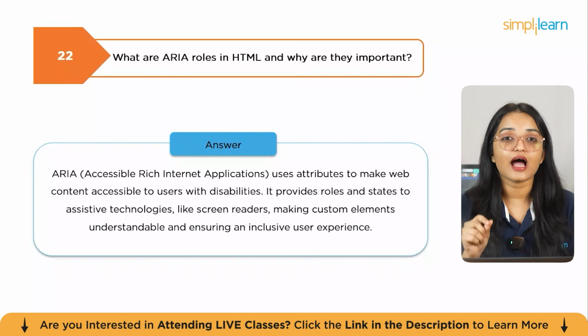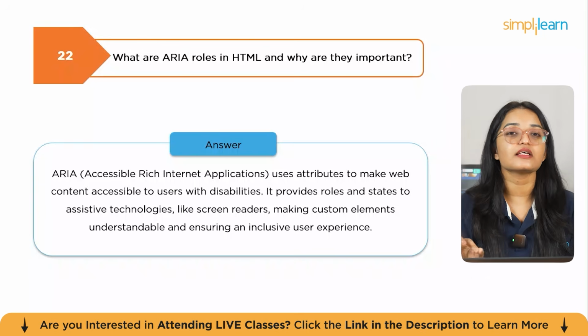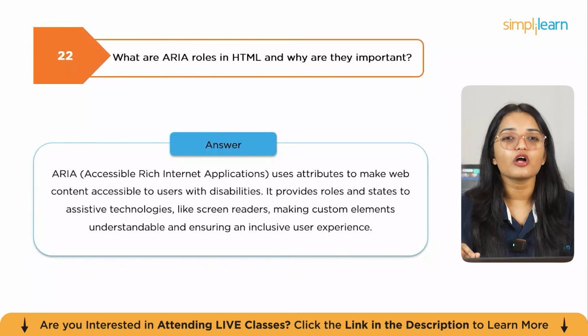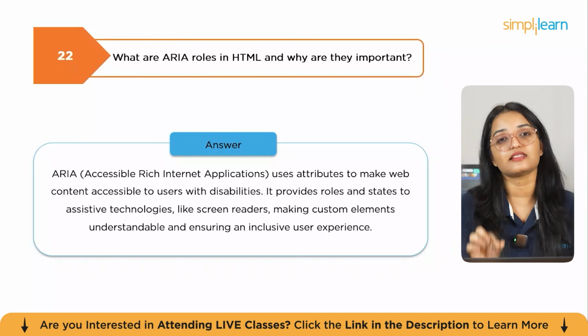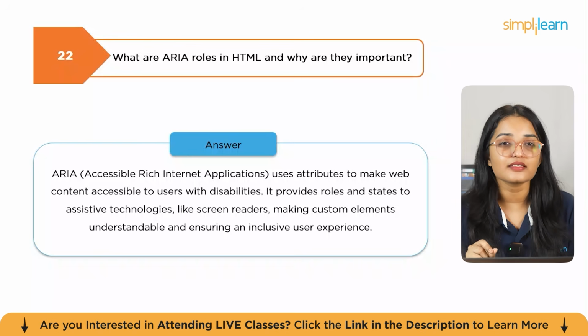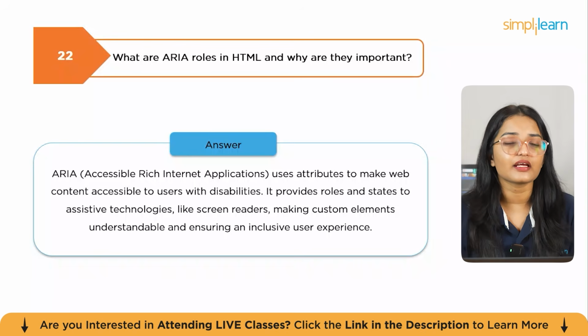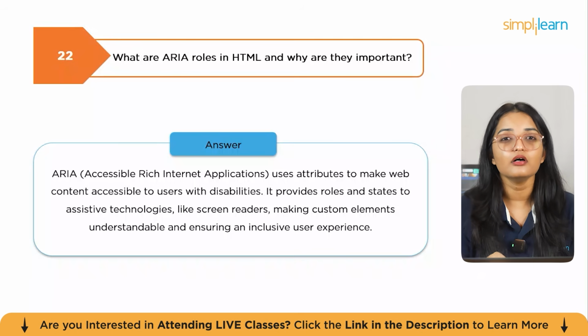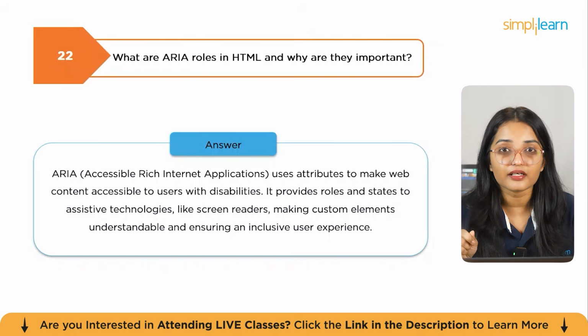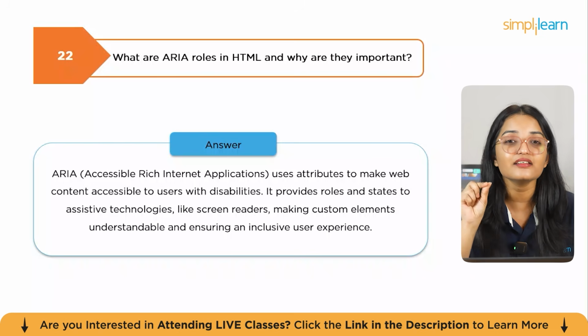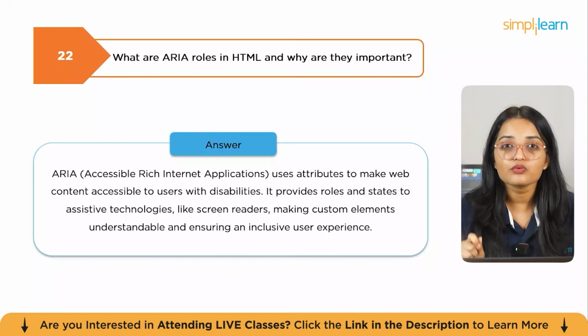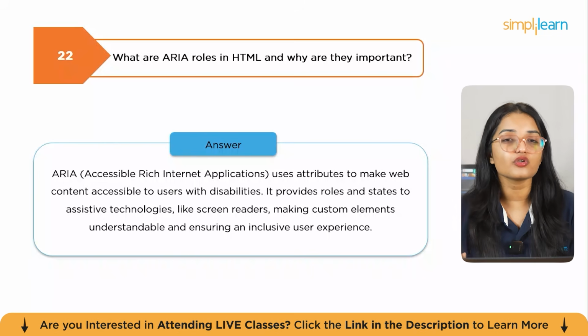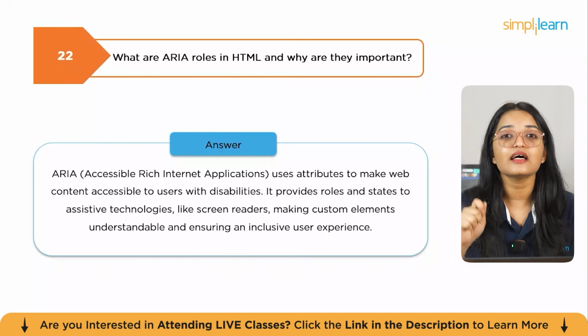ARIA roles, states, and properties provide additional information to assistive technologies such as screen readers that may not be available from the HTML element itself. Let's say, for example, a custom-based button might not be recognized as a button by a screen reader, but by adding role equals button, you explicitly tell the screen reader what it is. This is crucial for creating an inclusive user experience as it ensures that people with disabilities can understand and interact with your web content.